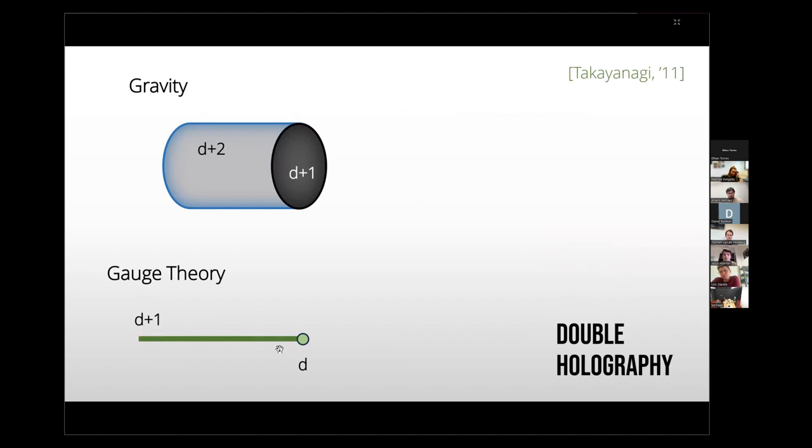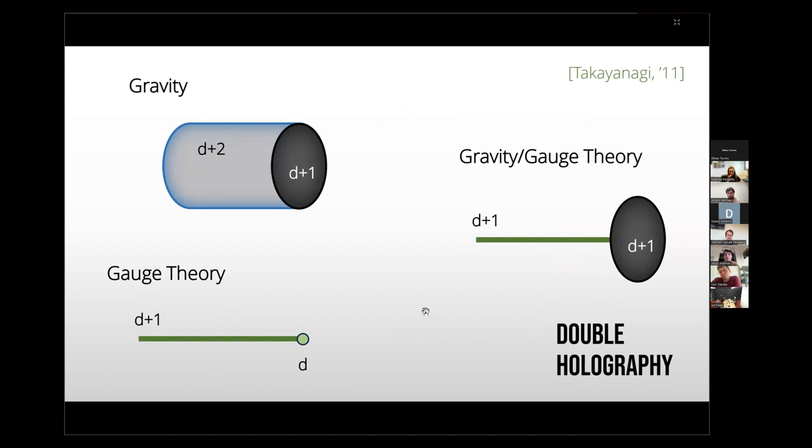The d+1 dimensional conformal field theory ends on a d-dimensional boundary conformal field theory. Double holography is the statement that we can glue together the gauge theory part that is dual to this d+2 gravity theory to the gravity theory that has d+1 dimensions. So we have a d+1 dimensional gauge theory coupled to a d+1 gravitational theory. And this is called double holography.